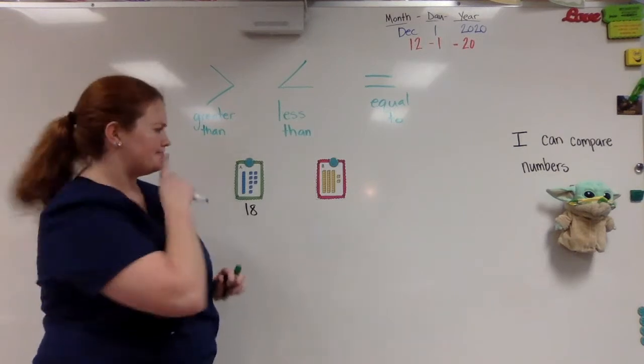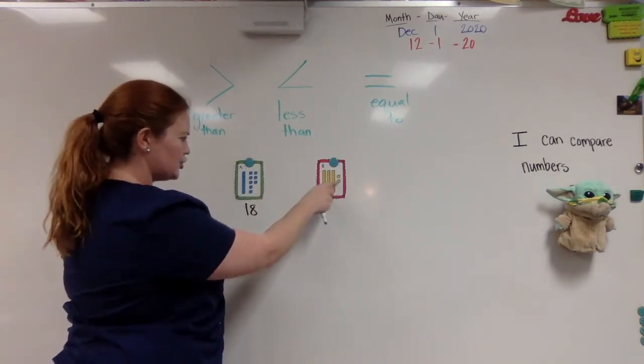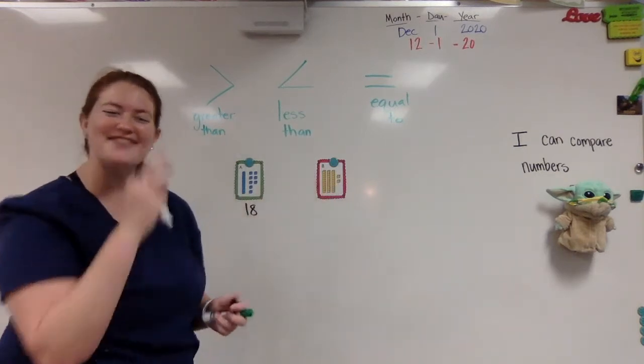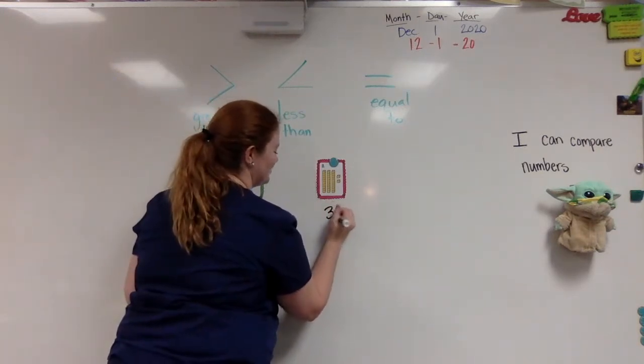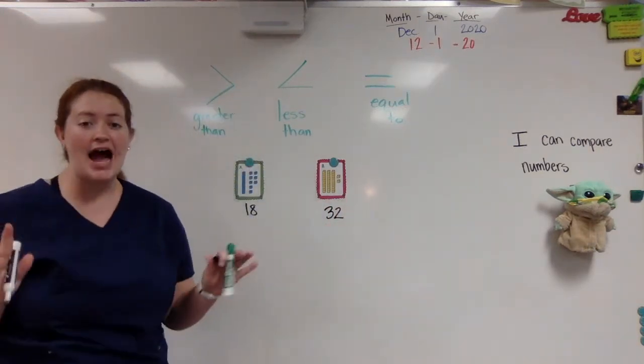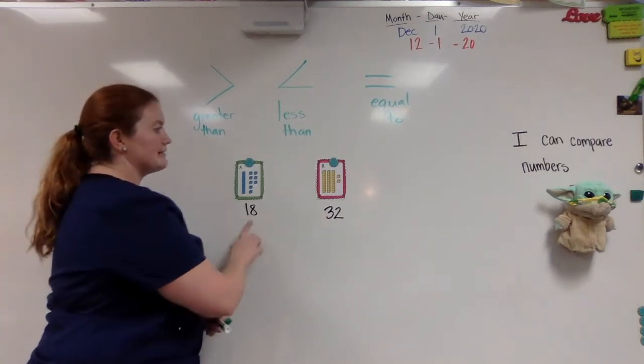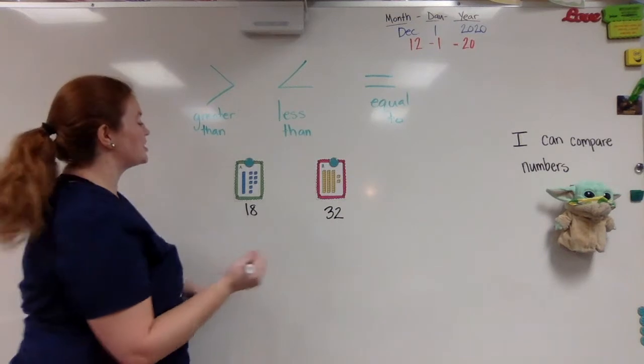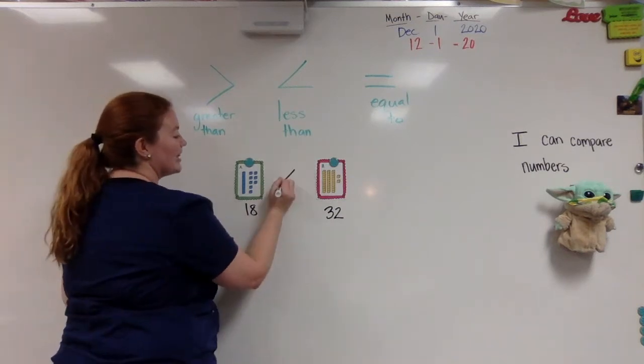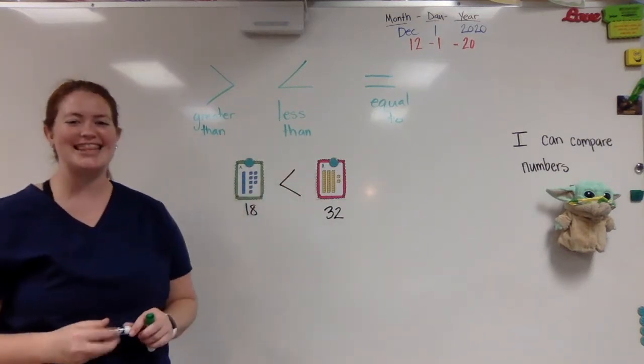Let me look at this number. 3 tens and 2 ones. 32. You're right. 32. So now I can see this is 18, this is 32. Well, 18 is definitely less than 32. So I'm going to put my less than sign, just like that.